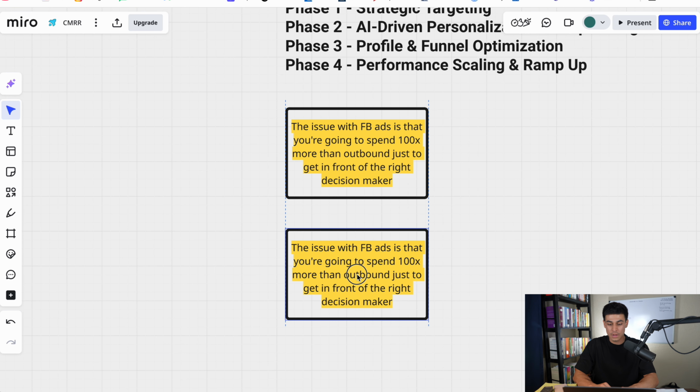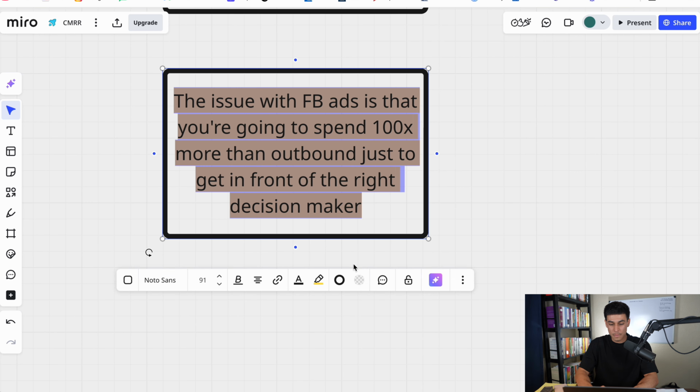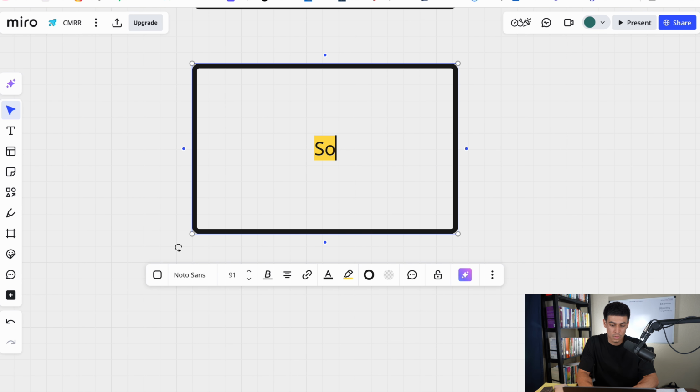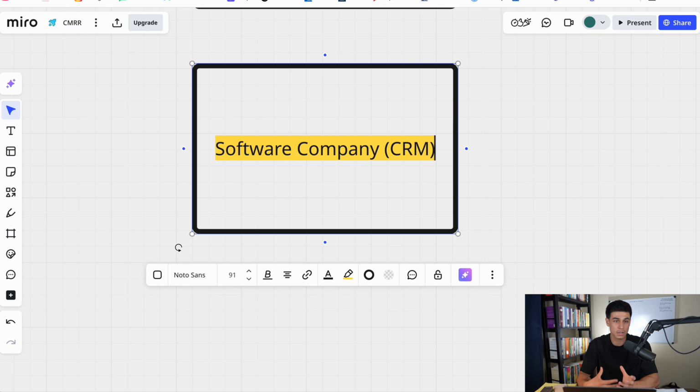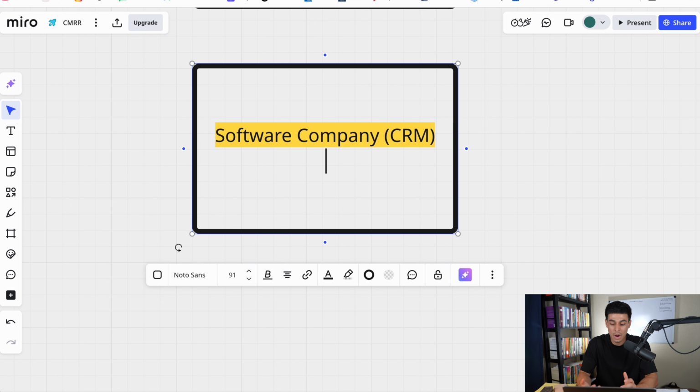So for example, let me give you guys a quick example. For this case, we were actually targeting a software company. Okay. And they're a CRM. So they're just like Go High Level or Salesforce or something like that, right? And so they wanted to filter out their competitors by mentioning their competitor's CRM in the outreach message.